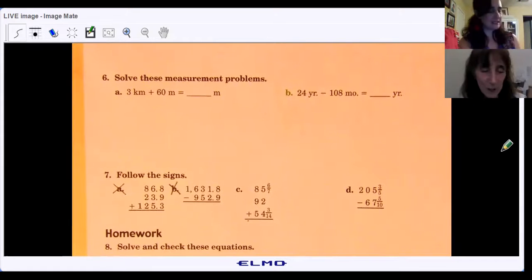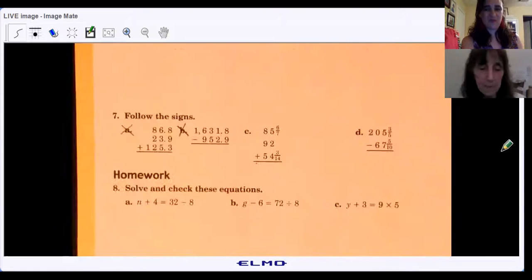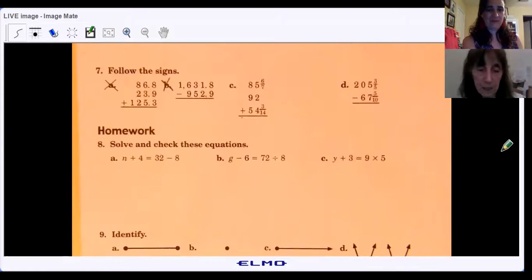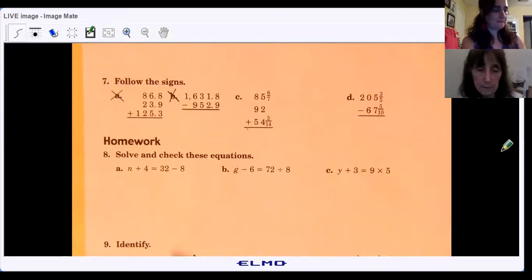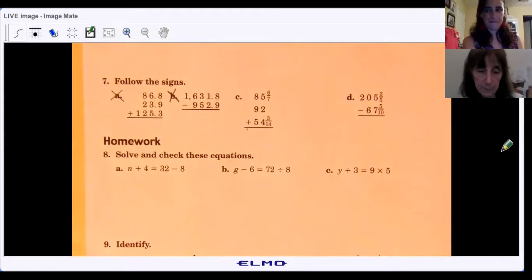All right, homework. Solve and check the equations. You know how to do that. Solve for N in the first one, G, and then Y. All right. You know what you can do up there. You know how to do these.